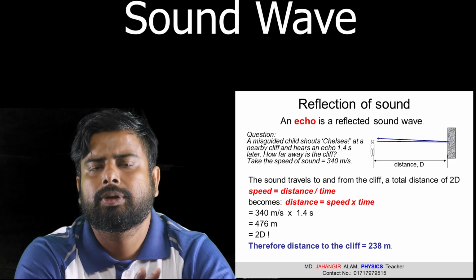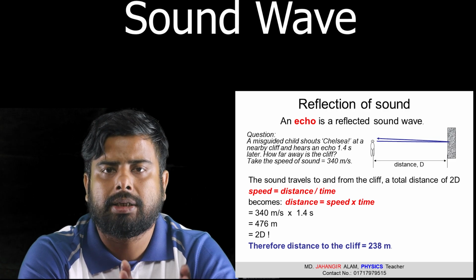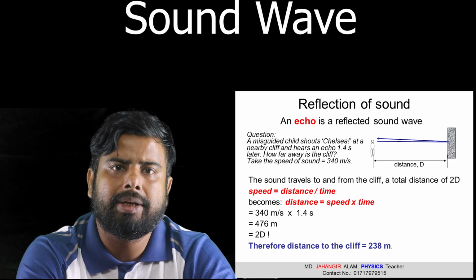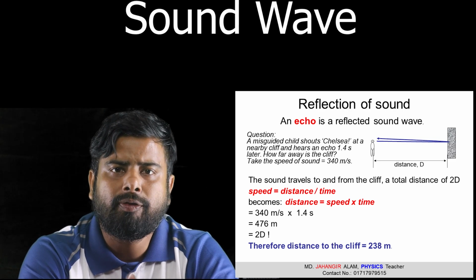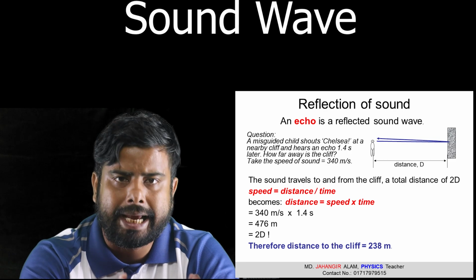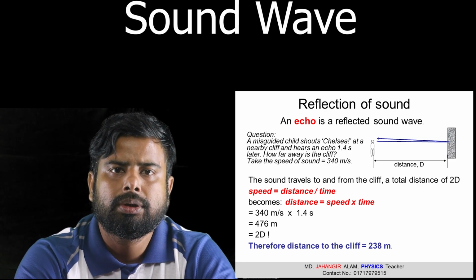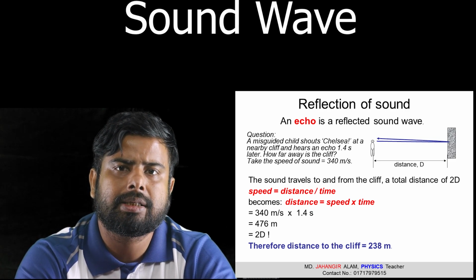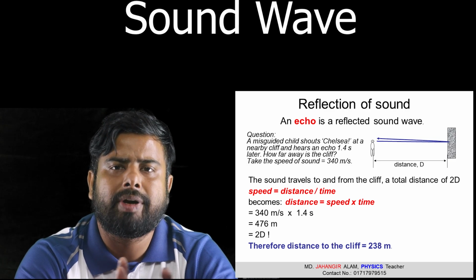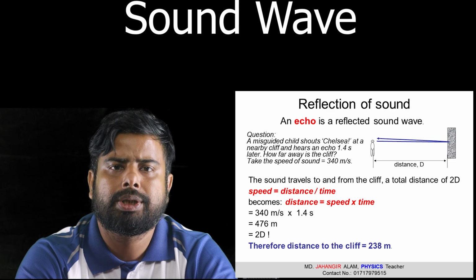Question: a misguided child shouts at a nearby cliff and hears an echo 1.4 seconds later. How far away is the cliff? Take the speed of sound as 340 meters per second. We know speed equals distance divided by time. Here, the echo sound or reflected sound travels twice the distance. So distance equals speed into time.